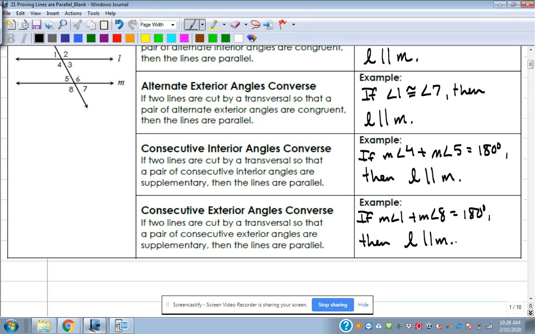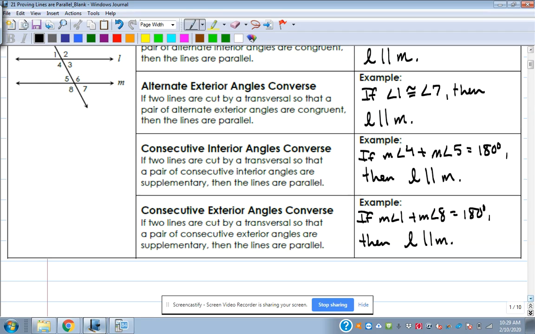So we're using these converse theorems in order to prove two lines parallel. If the lines are already parallel, then that's how we can get angles to be either congruent or supplementary. But if we don't have the lines parallel already, we can prove that they are parallel by using these converse theorems. When we get into the proofs later on, we're going to use these as reasons for proving lines parallel, or maybe need them in the middle of a proof so that we can prove some angles congruent or something like that.